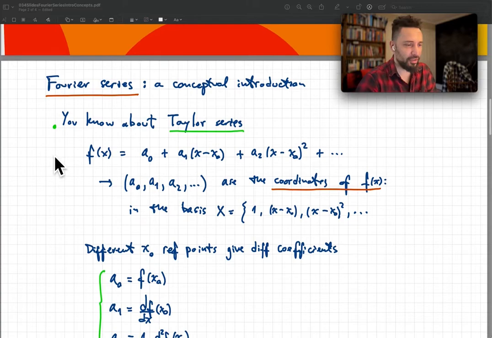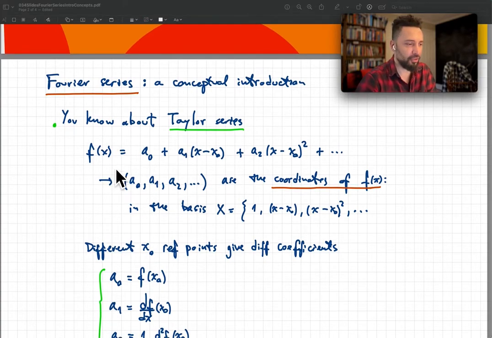So you know that under certain conditions you can take a function and expand it in powers of these monomials, x minus x0, x minus x0 squared, and so on, with some reference point x0. And so you will have coefficients a0, a1, a2, and so on, which are given by derivatives, of course. And you can say then that these are the coordinates of f of x in the basis given by 1, x minus x0, x minus x0 squared, and so on and so forth, in principle all the way to infinity.